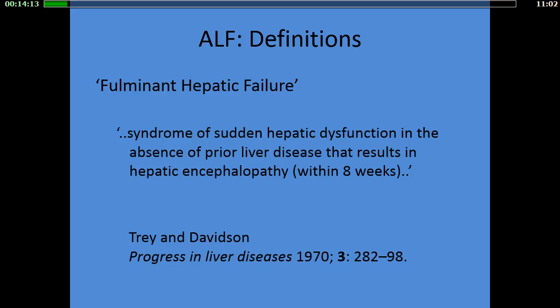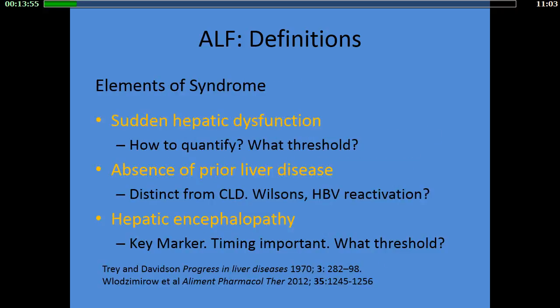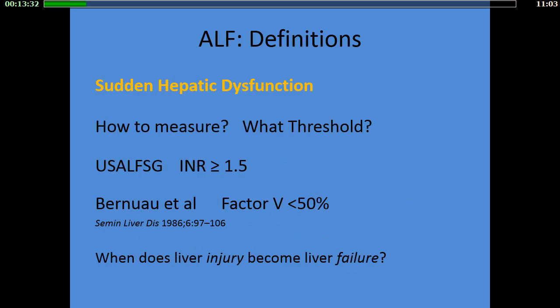Fulminant hepatic failure or acute liver failure was first defined back in 1970, as a syndrome of sudden hepatic dysfunction with no prior liver disease, so any of us, fit and healthy, and altered mentation, encephalopathy, within 8 weeks. How should we quantify liver failure, hepatic dysfunction? There must be absence of prior liver disease, except perhaps a couple of things: those patients presenting with acute Wilson's, copper metabolism, and possibly HBV reactivation where there wasn't underlying chronic liver disease. And then there is the development of encephalopathy and how we diagnose that.